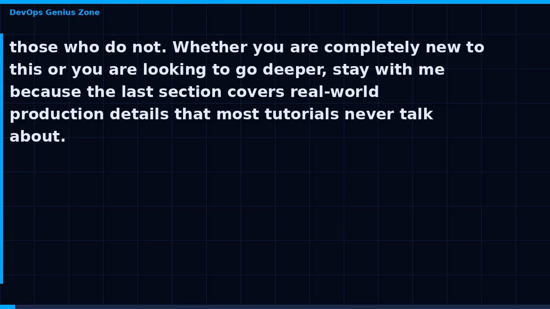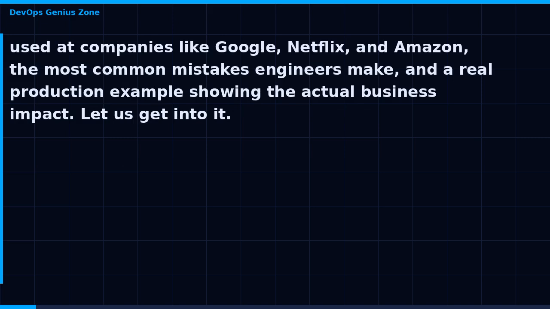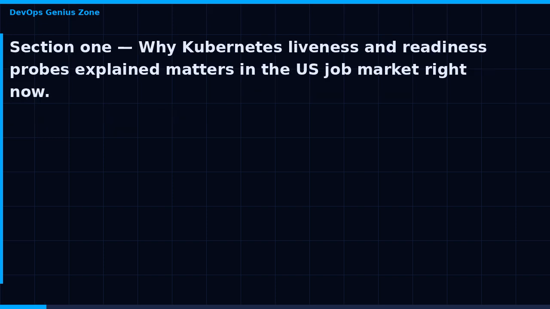Here is what we are going to cover today. We will start with why Kubernetes Liveness and Readiness probes explained is so important in 2025 and what problem it actually solves. Then we will go deep into the core concepts, how it works under the hood, how to get started correctly, the best practices used at companies like Google, Netflix, and Amazon, the most common mistakes engineers make, and a real production example showing the actual business impact. Let us get into it.